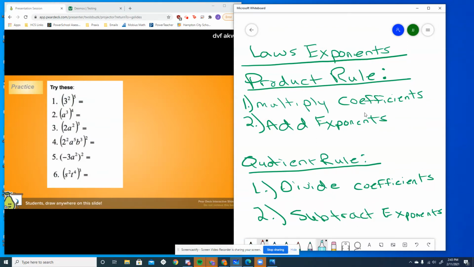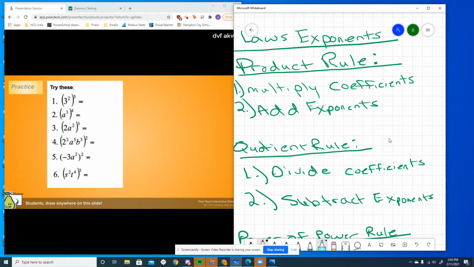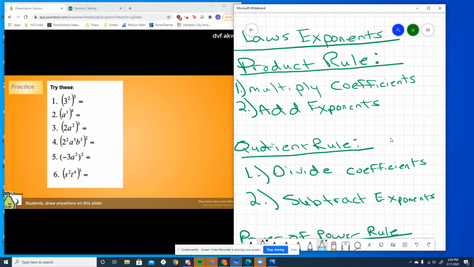We know that we talked about laws of exponents. For laws of exponents, we talk about the product rule. For the product rule, we know it involves multiplying because product stands for multiplying. We will multiply the coefficients and then add the exponents. Then we have the quotient rule, where we divide the coefficients and then subtract the exponents.